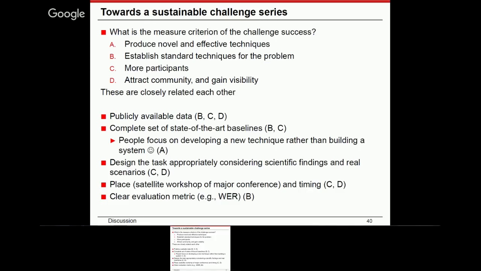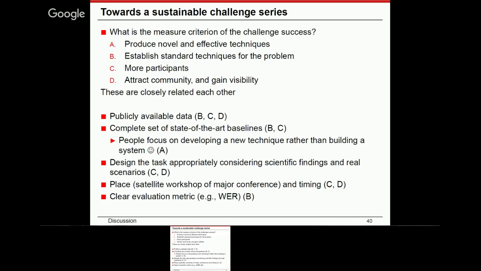So for that, we must move to publicly available data. We still have a little bit of license limitation, so that is important. And this is quite important: a complete set of state-of-the-art baselines must be built in the challenge series. For example, then people can only focus on developing new technologies rather than tuning the system and so on. That might contribute to people producing new technology.